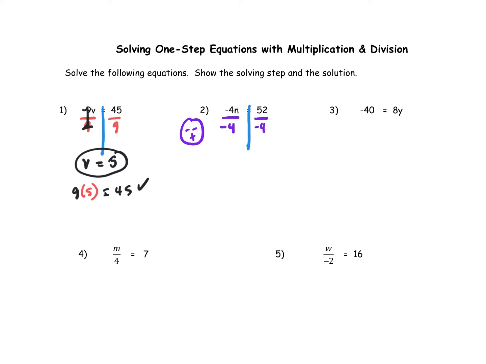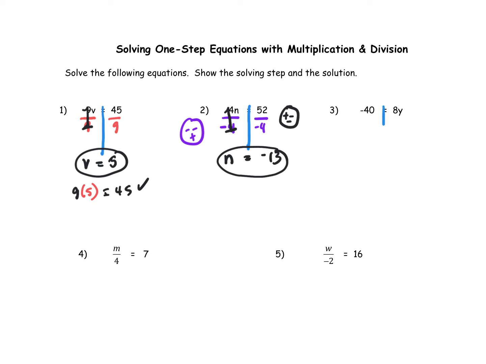So whatever I do on one side, I do on the other. So again, -4 divided by -4 is 1. 1 times n would be n. And on this side, positive 52 divided by -4 would be a negative answer, and that's -13. So the solution is -13.